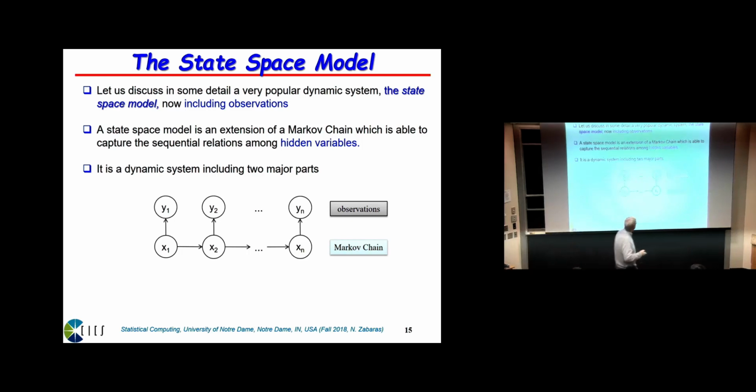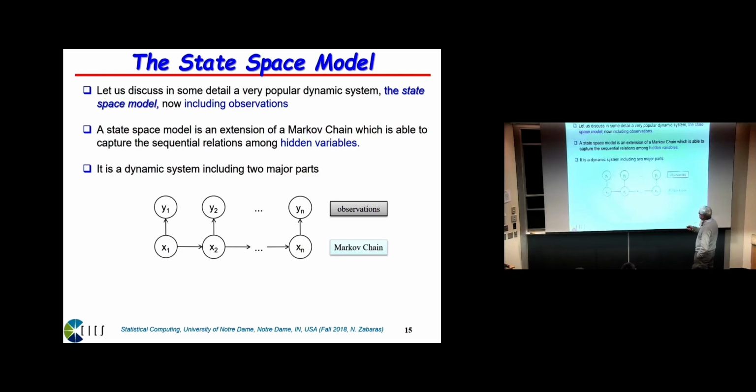We don't know what they are. These are hidden variables. What we observe is y1, y2, yn, and the way that I denote this with arrows here implies that y1 really depends only on x1, y2 depends only on x2, etc. So if you wanted to compute y2, you can do this if you know what x2 is, and that's the only information you need.